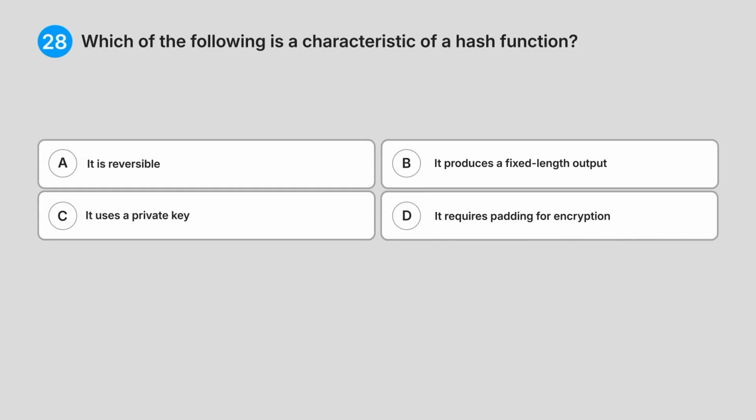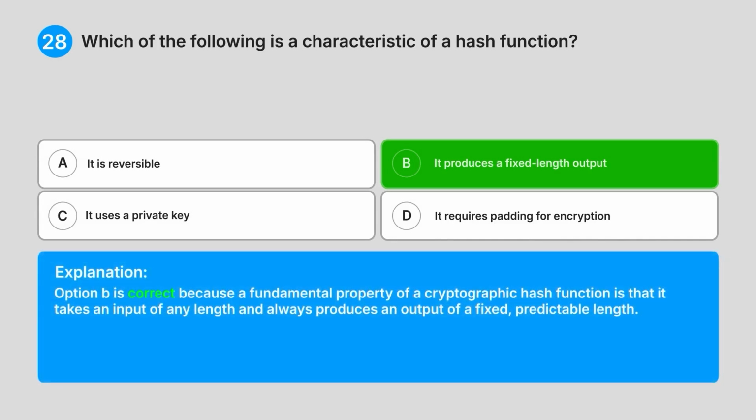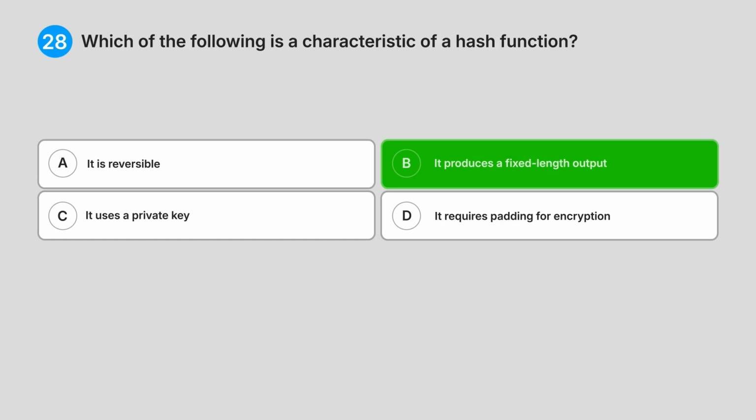Correct answer. B. It produces a fixed length output. Explanation. Option B is correct because a fundamental property of a cryptographic hash function is that it takes an input of any length and always produces an output of a fixed, predictable length.